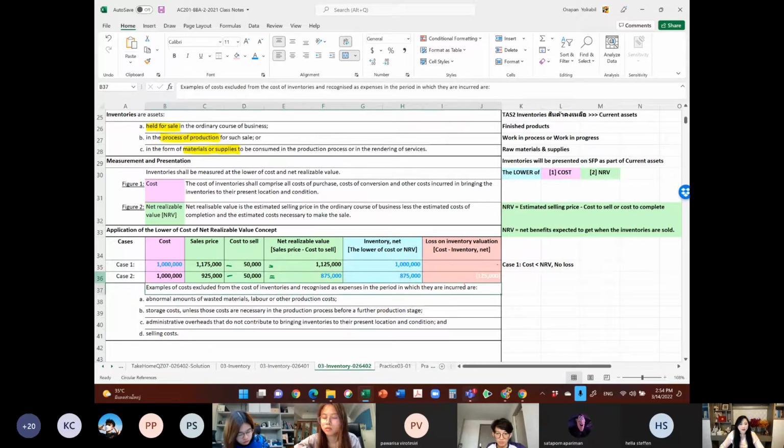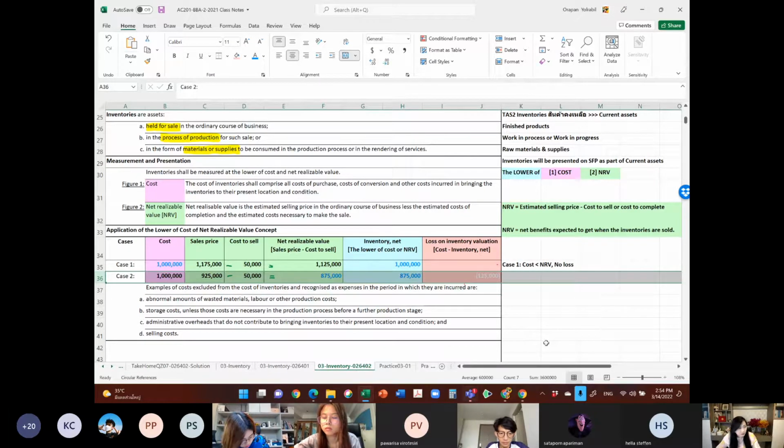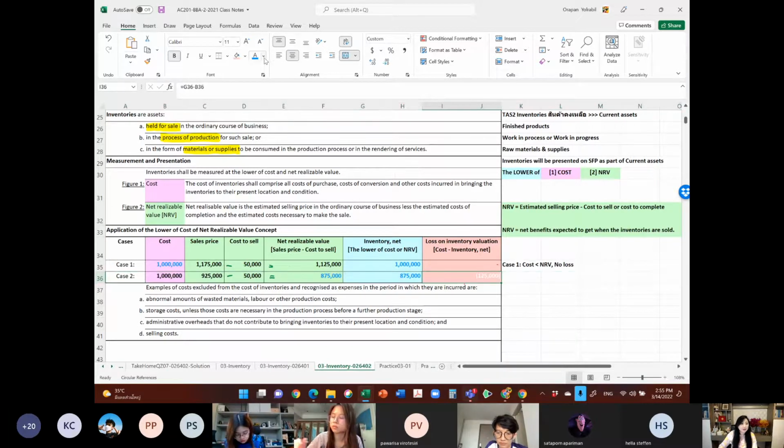Now if you are the top management and you see this situation, would it be good or bad for the company? The cost is 1 million, but the net benefit that you think you will get from the sale is only 875,000 on this product. So do you foresee the loss? You do, right? So in this case, you foresee the loss. If you foresee the loss, you have to do the calculation, and you have to record the loss on the inventory valuation.